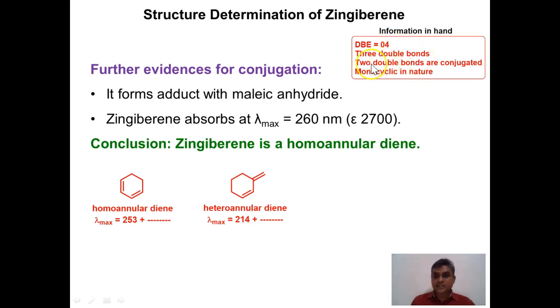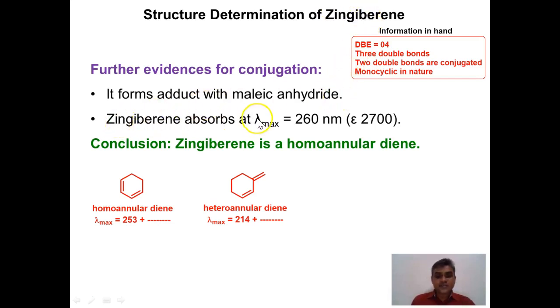Now again, let us find out a few more evidences in support of the presence of two conjugated double bonds. If it is conjugated, then it must participate in Diels-Alder reactions, and therefore it is observed that the gingiberine molecule forms an adduct with maleic anhydride, and the formation of the adduct with maleic anhydride clearly supports our observation that two double bonds in gingiberine are conjugated.